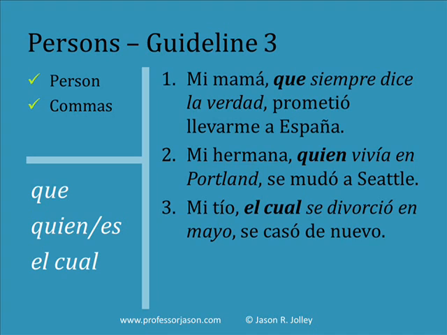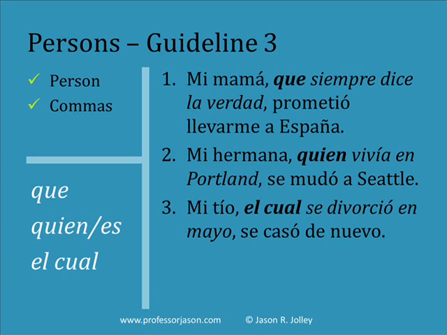So for speaking of a person or persons, and we are using finally non-restrictive clauses set off by commas, we can use que, quien or quienes, or a form from the el cual grouping. Look at the examples. Mi mamá, que siempre dice la verdad, prometió llevarme a España. Or mi hermana, quien vivía en Portland, se mudó a Seattle. Mi tío, el cual se divorció en mayo, se casó de nuevo.